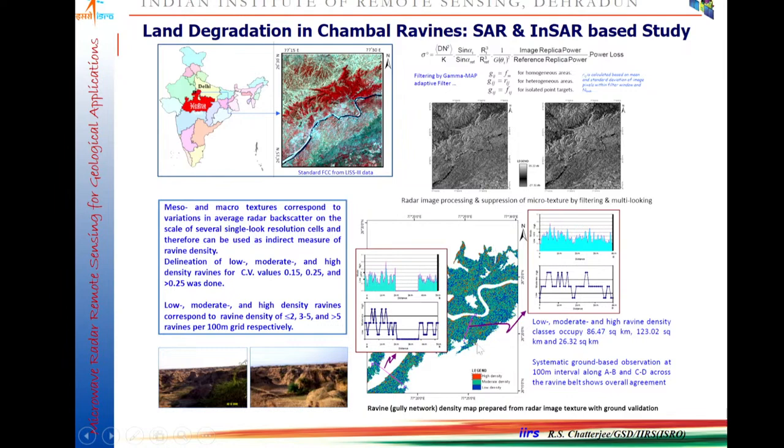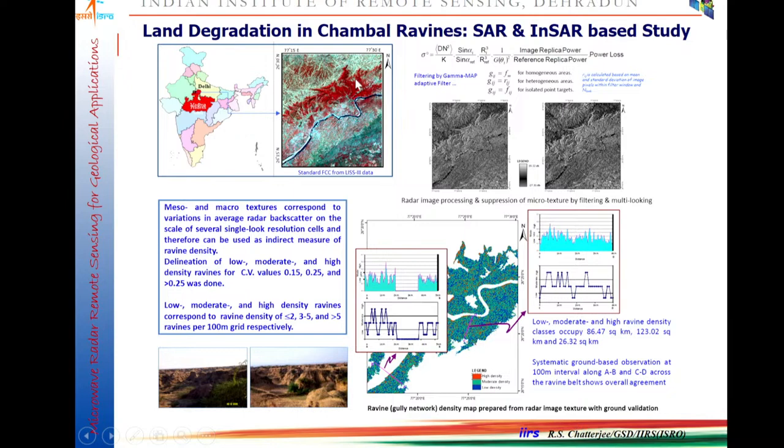Now you can have application in case of this gully erosion, like in case of ravines, like in Chambal, Jamuna ravines. There are wide ravine belts on either side of the rivers. This is Chambal river, and these agricultural fields have been degraded by the gully networks, which are known as the ravines, isn't it?